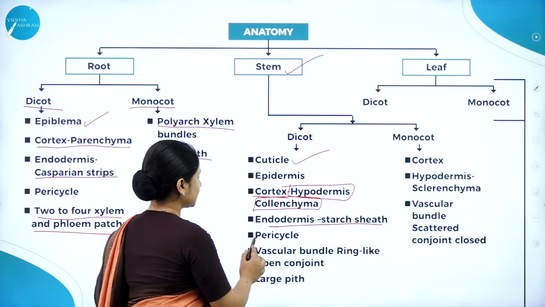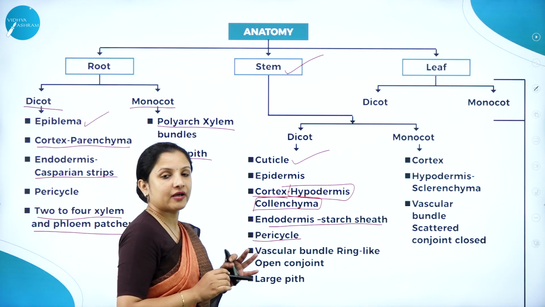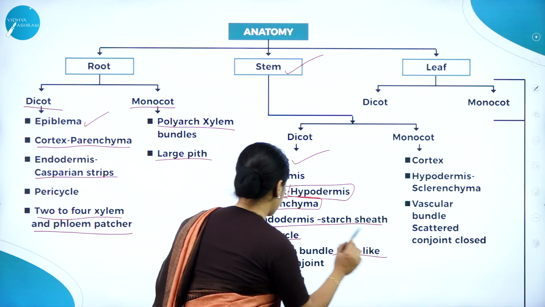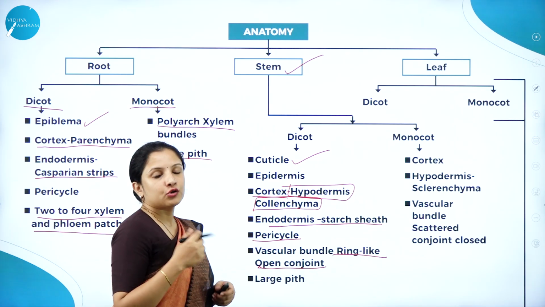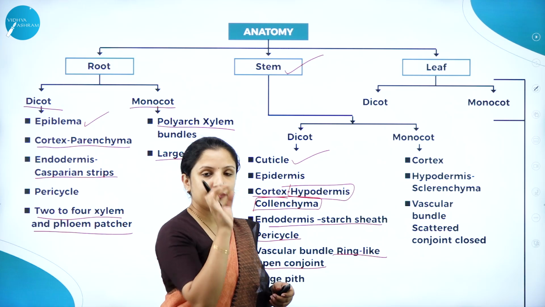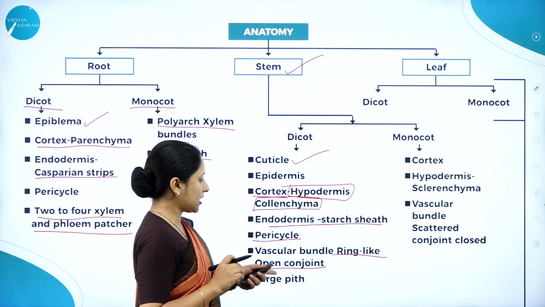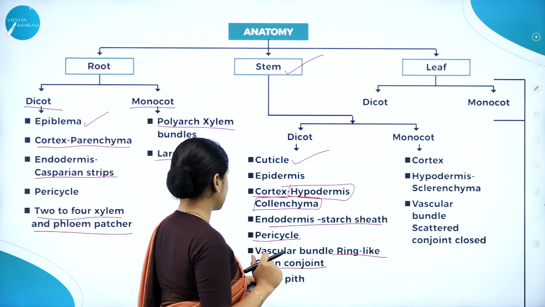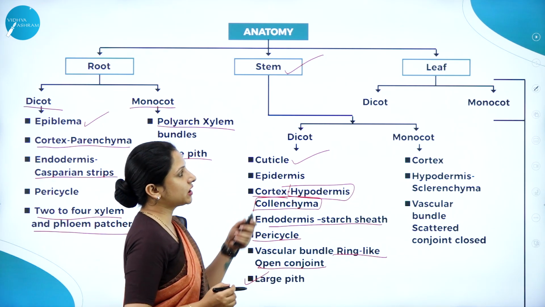Below the endodermis is present the pericycle, and the vascular bundles are present wherein xylem and phloem are present, and their arrangement is in a ring-like manner, and they are open conjoint vascular bundles. So open conjoint vascular bundle means between the xylem and the phloem there is a cambium ring that is present. So that is open conjoint. Closed means there will not be a cambium ring, and they have a very large pith. So these are the characteristics of the dicot stem.